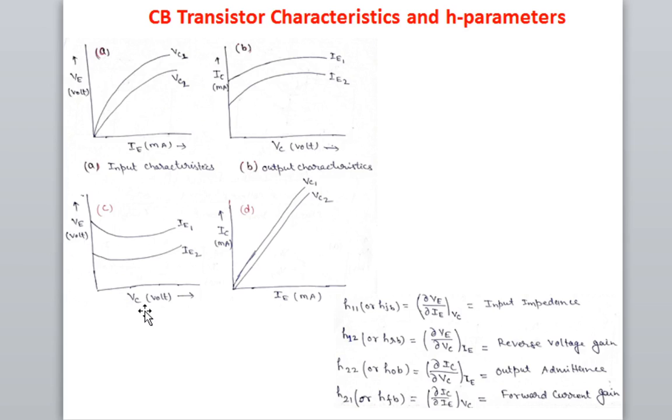that is VE upon VC and IC upon IE and IC upon VC. If you see IC upon VC, the derivative of this, that is del IC upon del VC at constant IE. If you see the unit, that is current upon voltage. This was voltage upon current, this is current upon voltage. So that is admittance. This was resistance, impedance, and this is admittance. So this is basically output. We are getting the output characteristic from the output characteristic. That is why this is known as the output admittance for common base transistor when base is common.